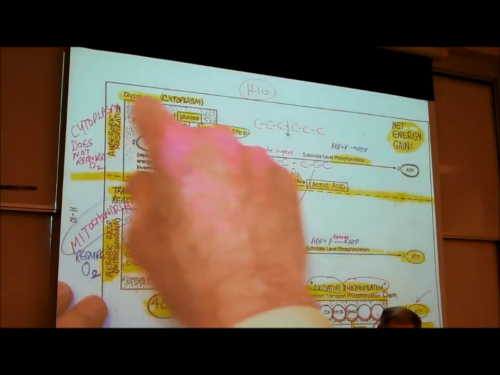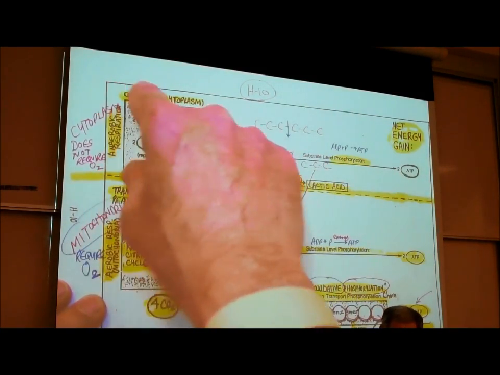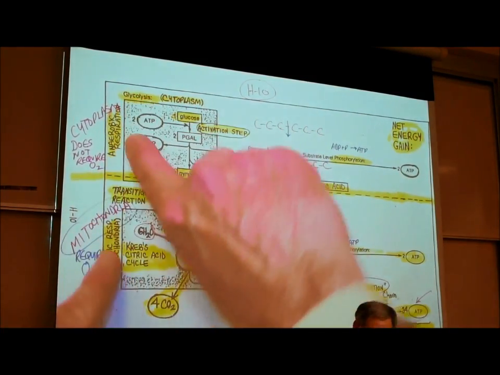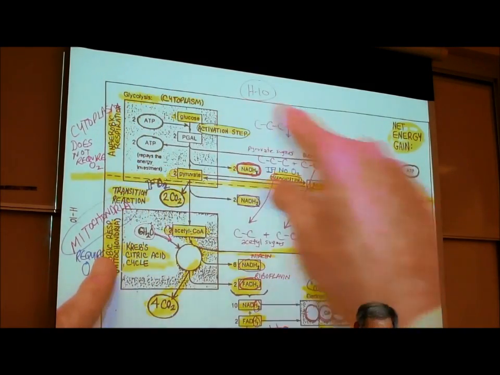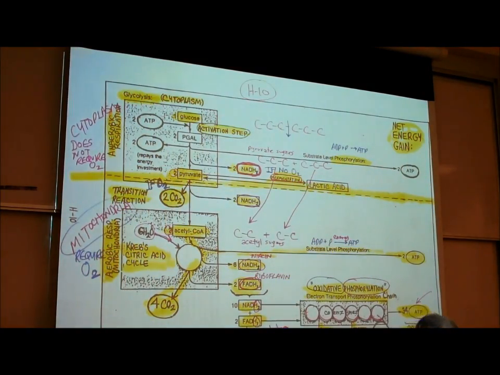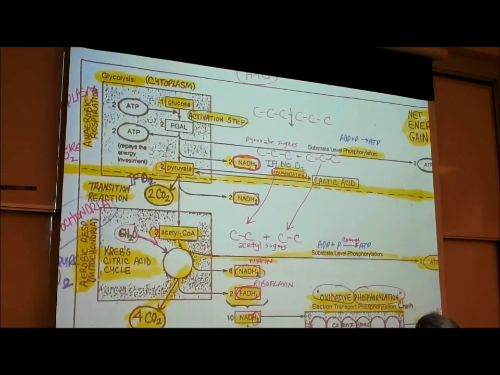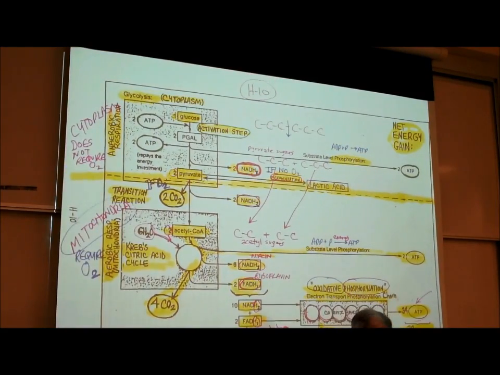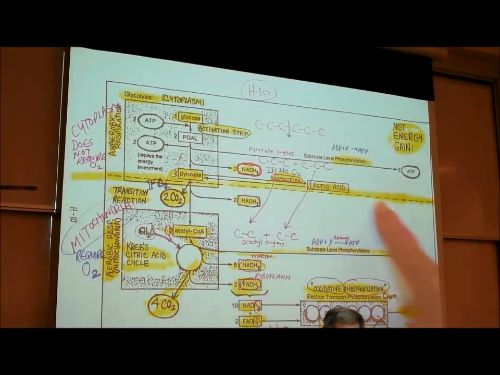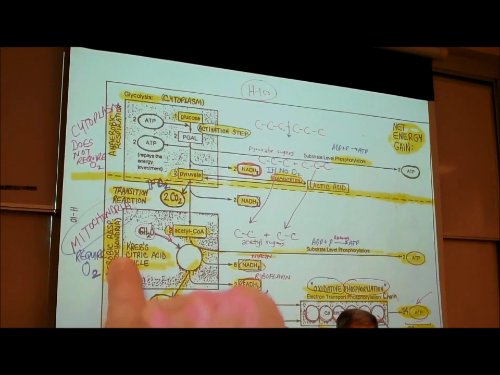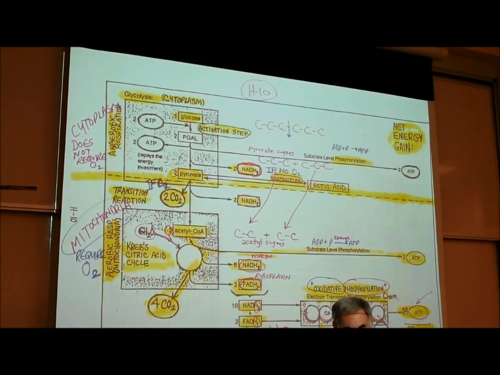We divided cellular respiration into 2 phases: anaerobic reactions that occur in the cytoplasm. They do not require oxygen. Oxygen can be present or not present, doesn't really matter. And then that's followed by aerobic respiration reactions that require oxygen. These occur in the mitochondria.